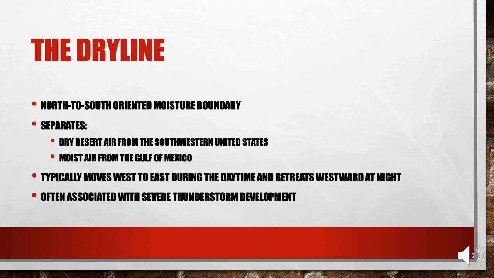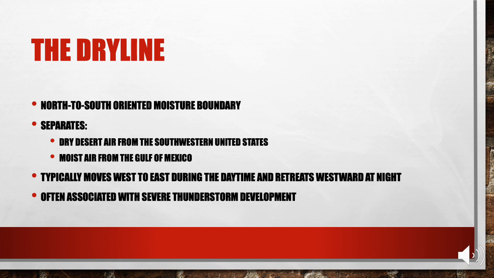The dry line is a special kind of front that is common to the southern and central plains region. The dry line is a north to south oriented boundary between dry desert air from the southwestern United States and moist air from the Gulf of Mexico.